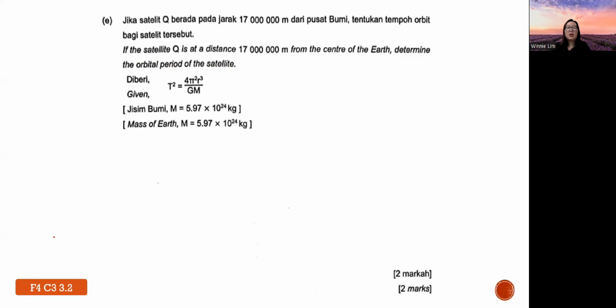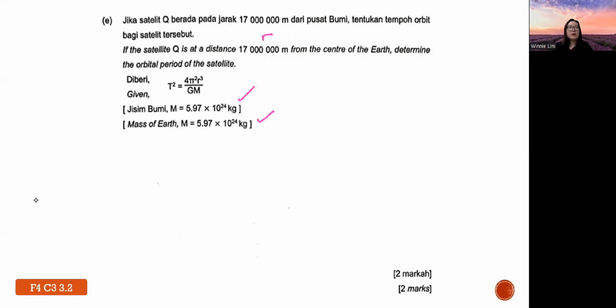If the satellite Q is at a distance of 170,060 meter from the center of the Earth, determine the orbital period. Now, you see, they're so nice. They give you the equation. In case they do not give you the equation, actually, nowadays SPM might have a formula list. You're going to find out what the formula is. Okay, so you want to find this. Do you have this? You have the R, so you just substitute.